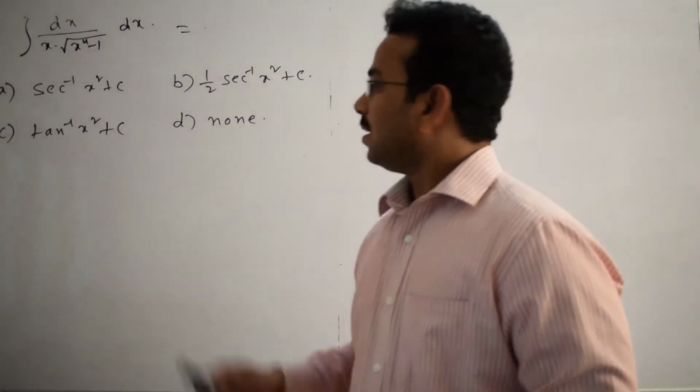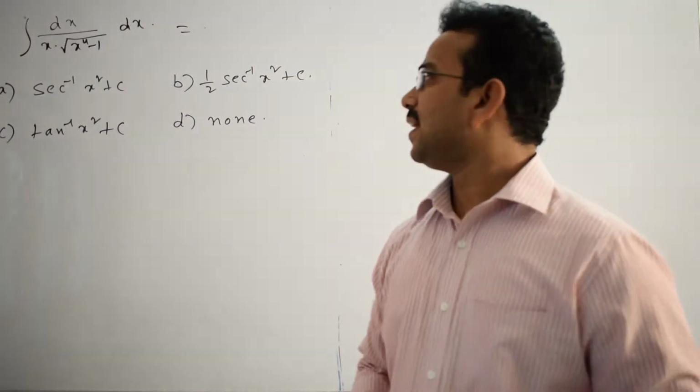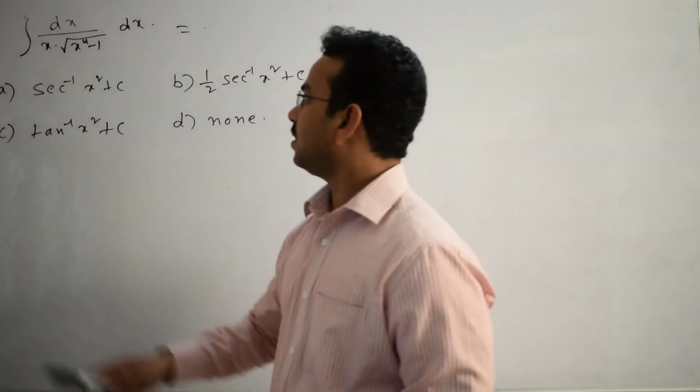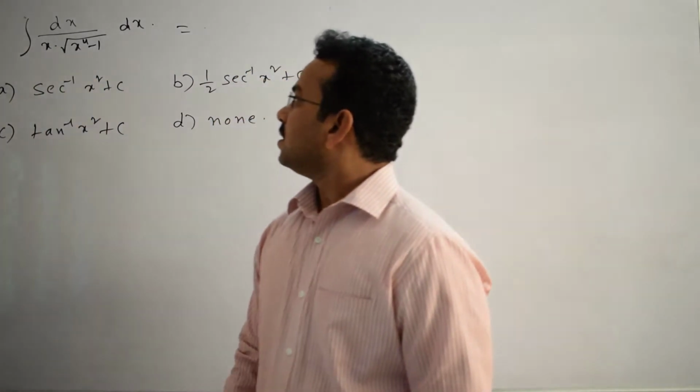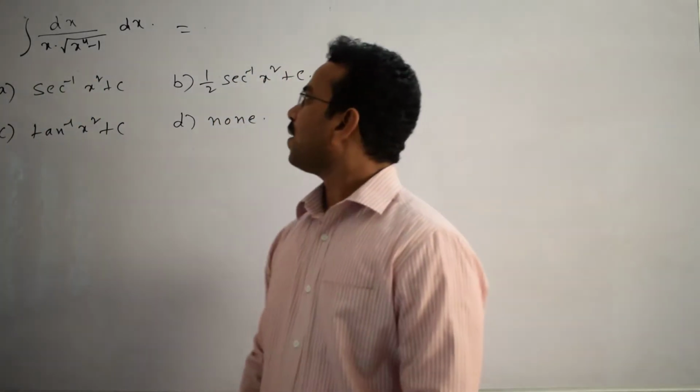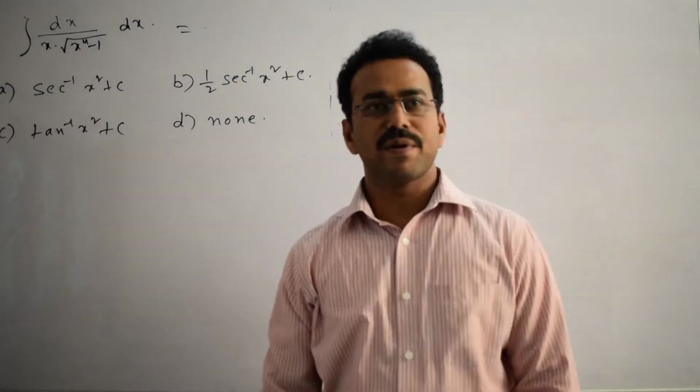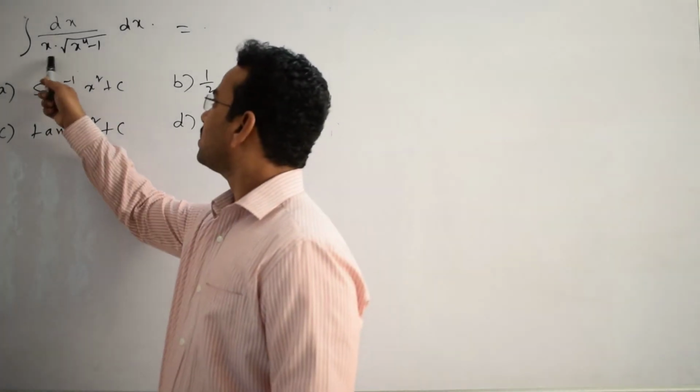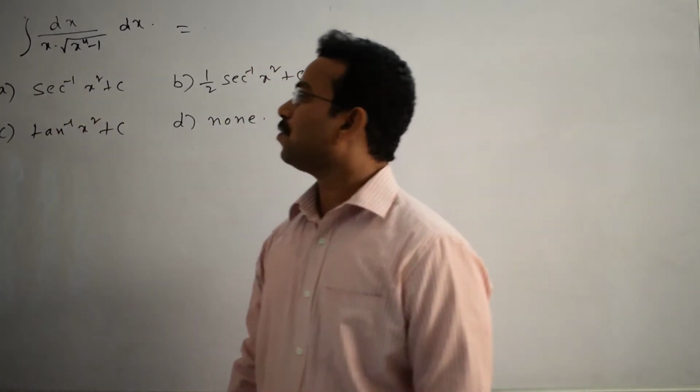Hi, let's discuss the solution of the given integral. Here, what is the given integral? Integral dx by x into square root of x power 4 minus 1. In the given problem, what is the integrand? 1 by x into square root of x power 4 minus 1.